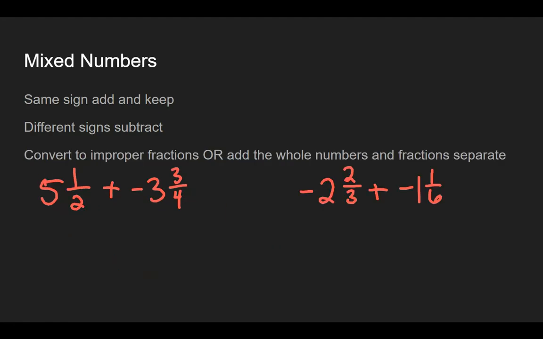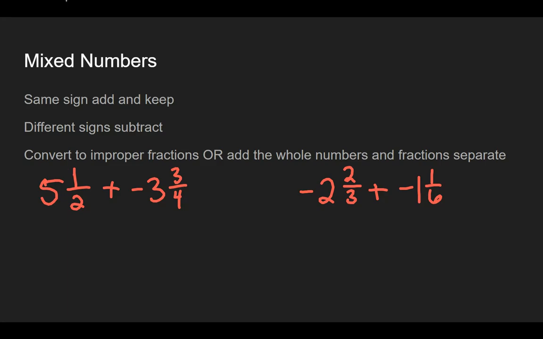When we're looking at mixed numbers, same rules, same sign, add and keep, different signs, subtract. We can do it 2 different ways, and I'll show you 2 different examples. Depending upon what your preference is, we can convert to improper fractions, or we can add the whole numbers and the fractions separate. So let me show you how that works.